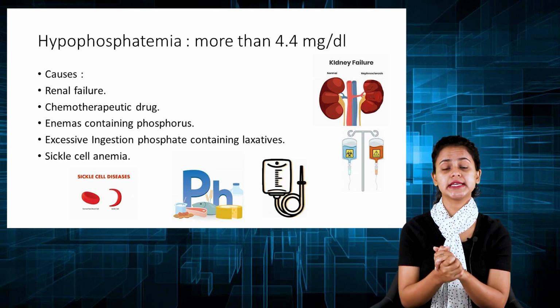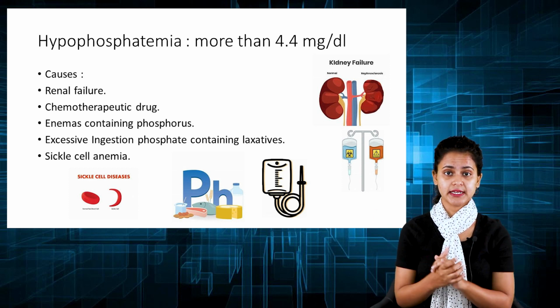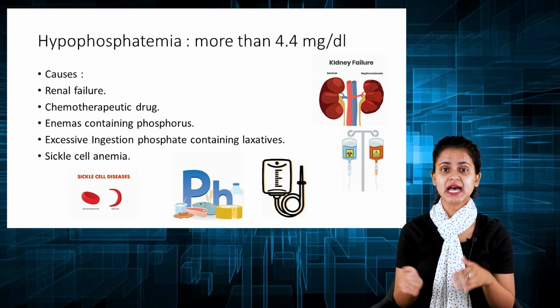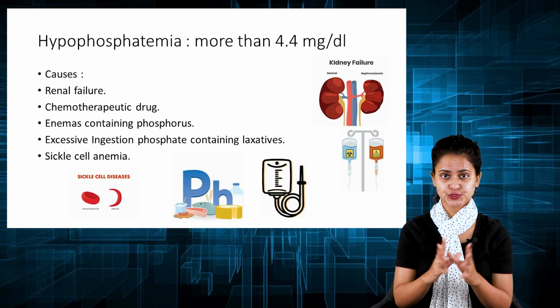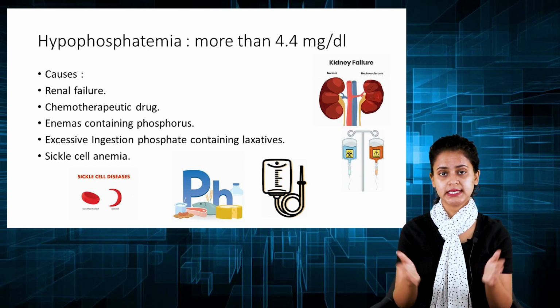The next condition is definitely sickle cell anemia. Often a client who has a history of sickle cell anemia has a high risk for the development of increased phosphate level in their body.